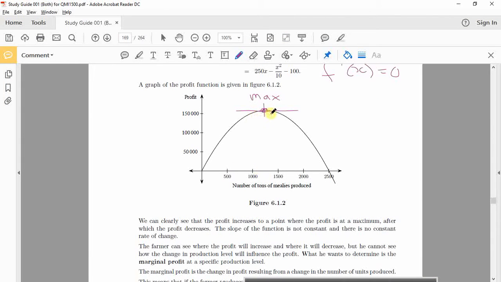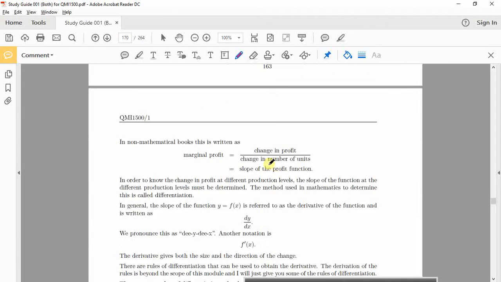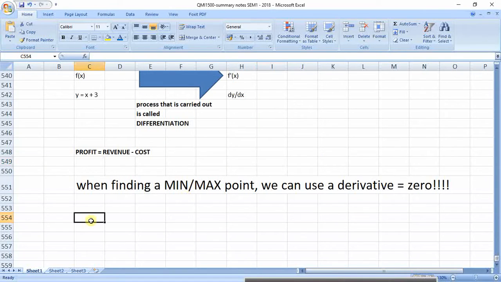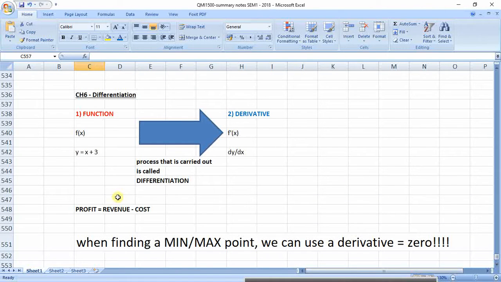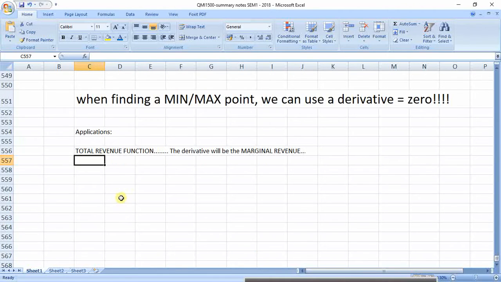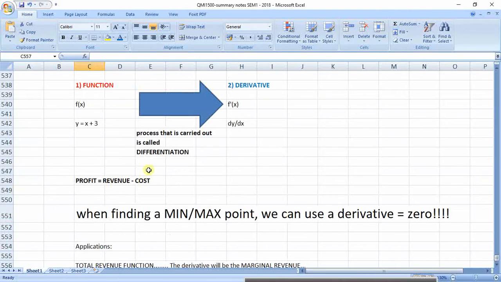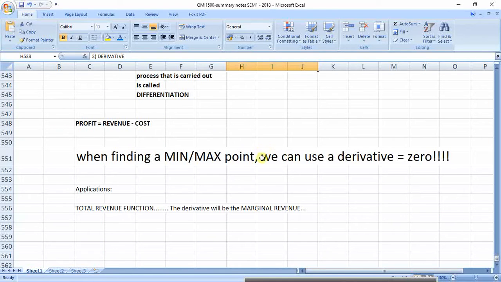Derivatives can be applied to questions because we can use them to find minimums and maximums. That's what you use it for in terms of applications. So let me just put a note here. Applications. The first application: if I have the total revenue function, the derivative will be the marginal revenue. Remember I said function, derivative. If you've been given the total revenue function, and you apply differentiation and get the derivative, this derivative represents the marginal revenue.